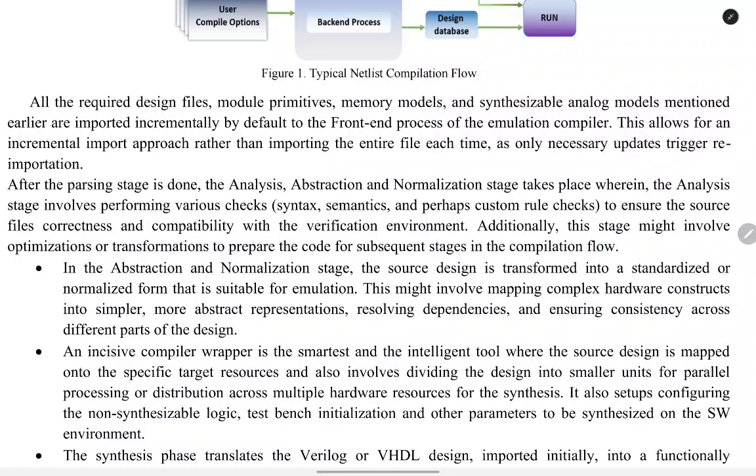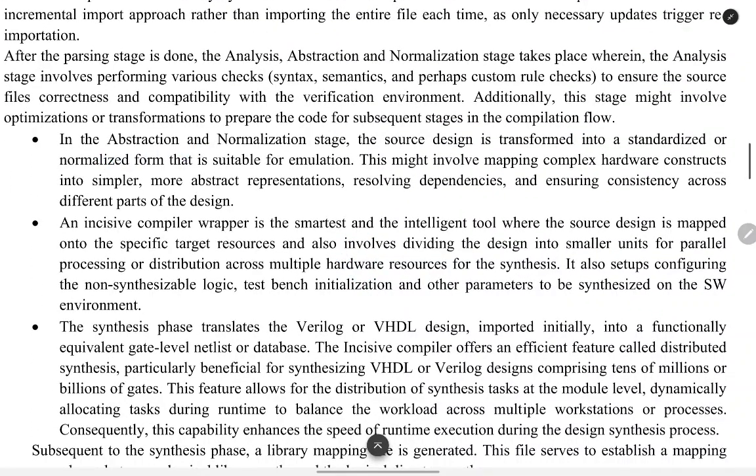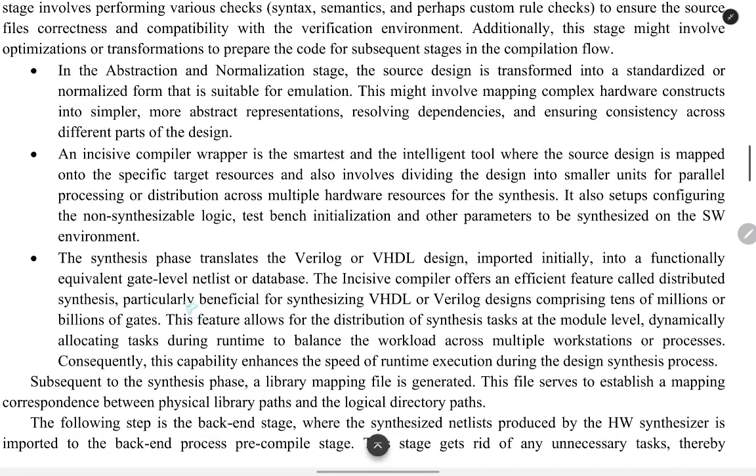Additionally, this stage might involve optimizations and transformations to prepare the code for subsequent stages in the compilation flow. In the abstraction and normalization stage, the source design is transformed into a standardized or normalized form that is suitable for emulation. This might involve mapping complex hardware constructs into simpler, more abstract representations, resolving dependencies and ensuring consistency across the different parts of the design.